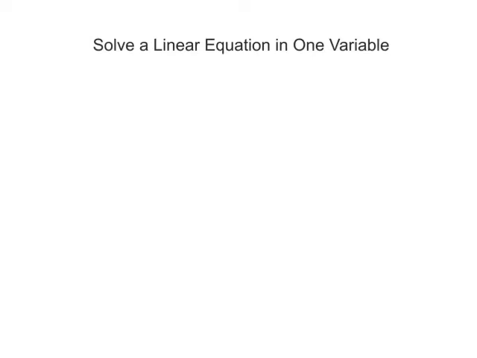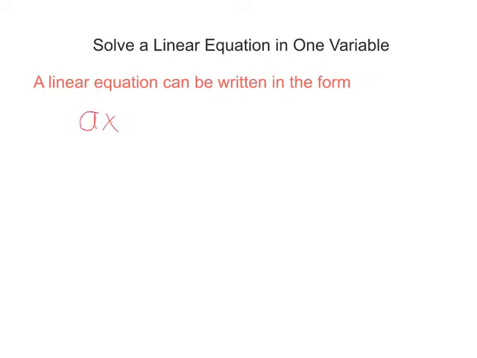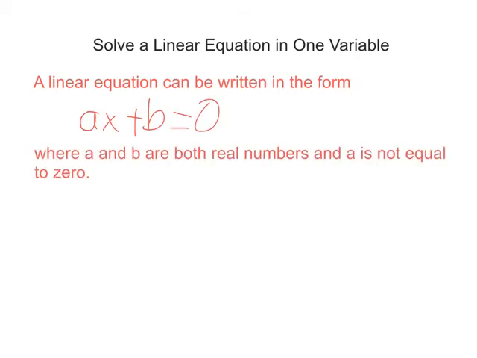Let's take a look at solving linear equations in one variable. A linear equation can be written in the form ax plus b is equal to 0, where a and b are both real numbers and a is not equal to 0. If a were to equal 0, then we would lose that first term, ax, which would only leave us with two constants set equal to each other.